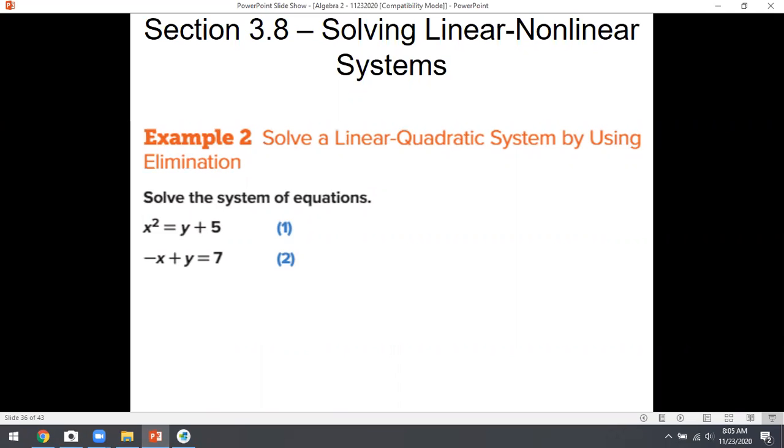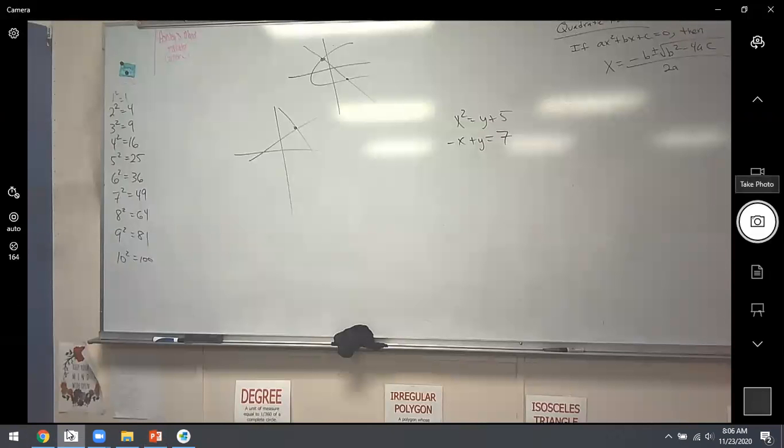Example number 2. Let's try it out. This one, x squared equals y plus 5. And -x plus y is apparently equal to 7. All right, so you can do the same things as always. I would still recommend substitution, but you can do elimination.